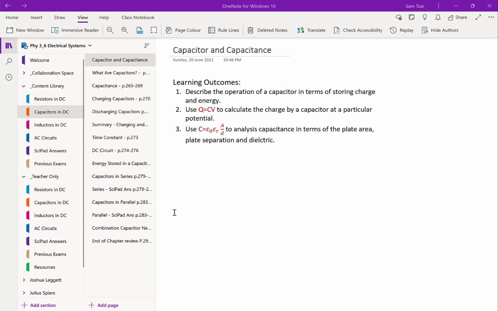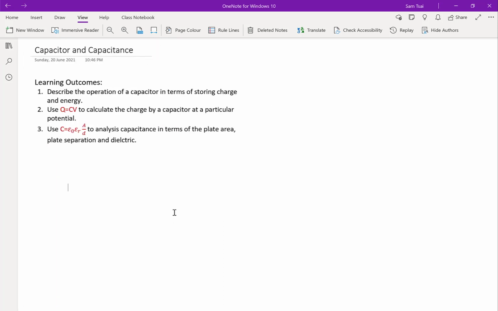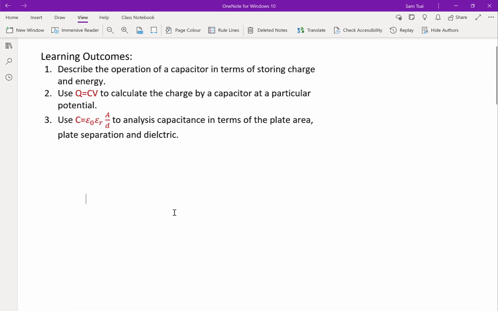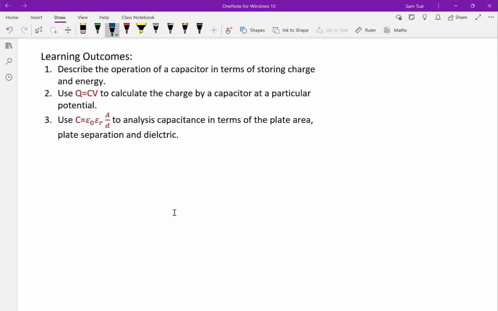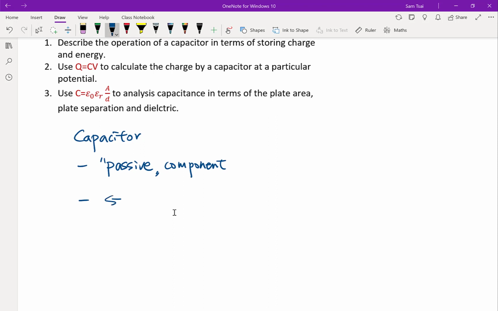Okay, so let's start. What is a capacitor? Basically, a capacitor is a passive component. And what does that mean? That means it cannot generate power. It's not like a battery. Okay, and we use it to store charge and energy.